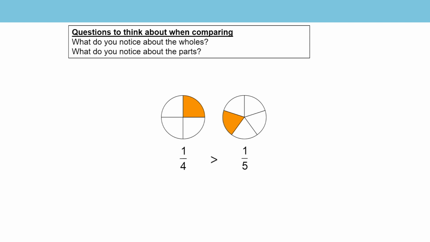Again, what did you notice about the wholes and what did you notice about the parts? Yes, you'd be right in saying that the wholes are exactly the same size. Well done. And what did you notice about the parts?